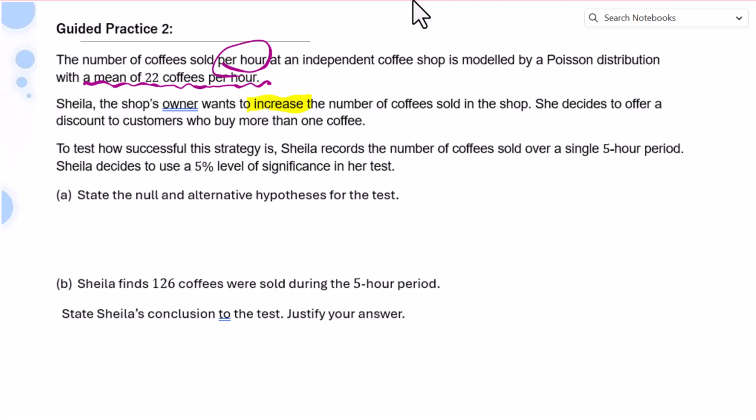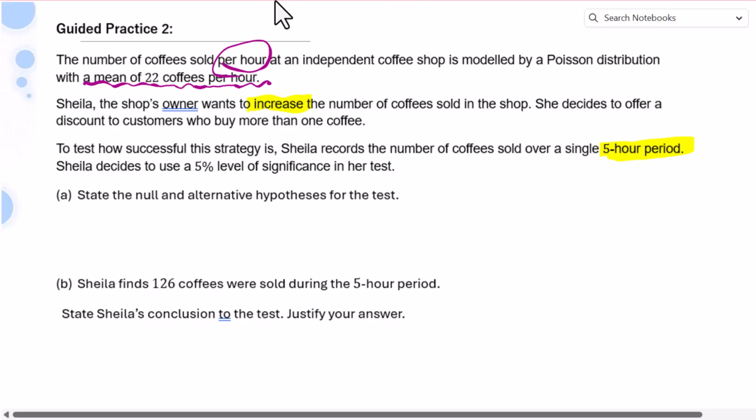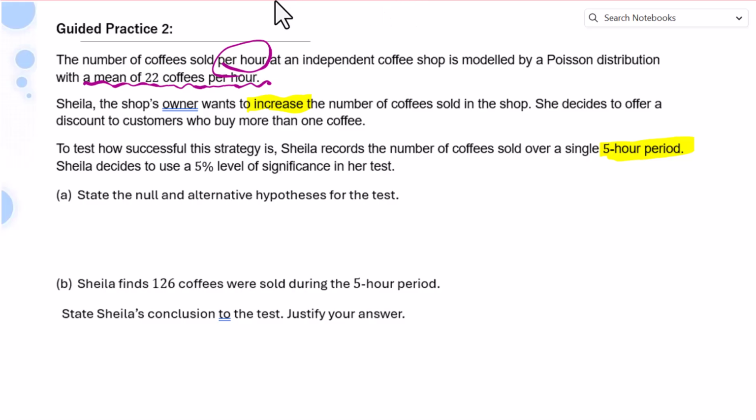She decides to offer a discount to customers who buy more than one coffee. To test how successful this strategy is, Sheila records the number of coffees sold over a single 5-hour period. Sheila decides to use a 5% level of significance in her test. State the null and alternative hypothesis for the test.